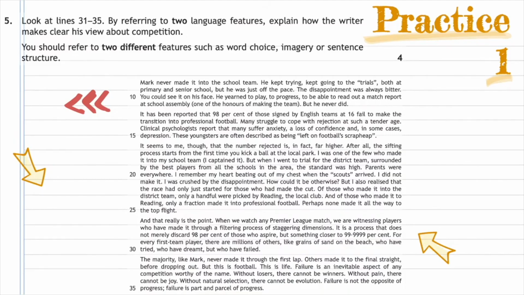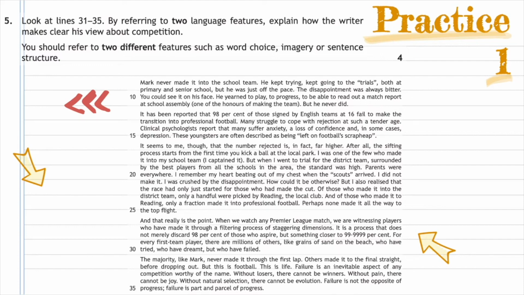Practice 1 asks, look at lines 31 to 35. By referring to two language features, explain how the writer makes clear his view about competition. You should refer to two different features such as word choice, imagery, or sentence structure. Now, before we begin, it is good practice to identify all three when it's asked. In your prelim, you'll be expected to identify at least two of the three. But for this example, we're going to focus solely on imagery so that we're not getting confused. We go through the steps together.